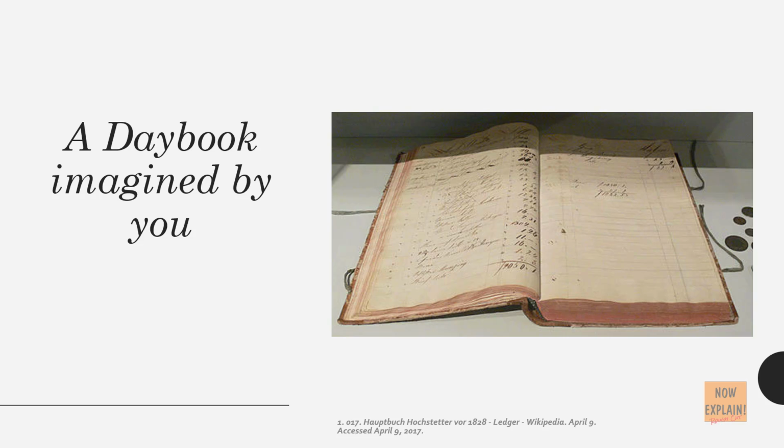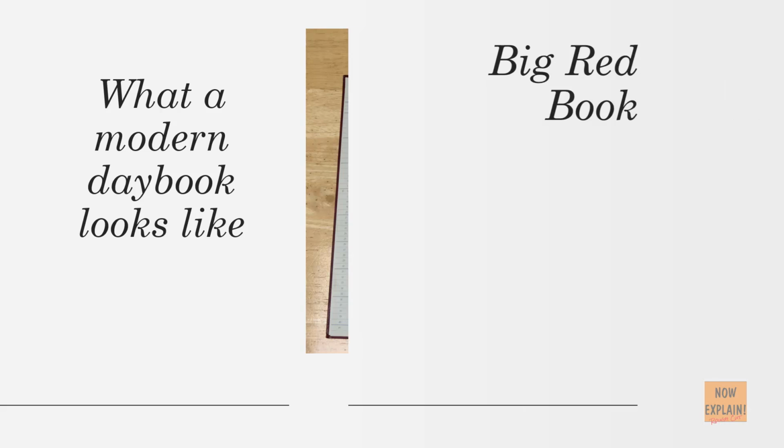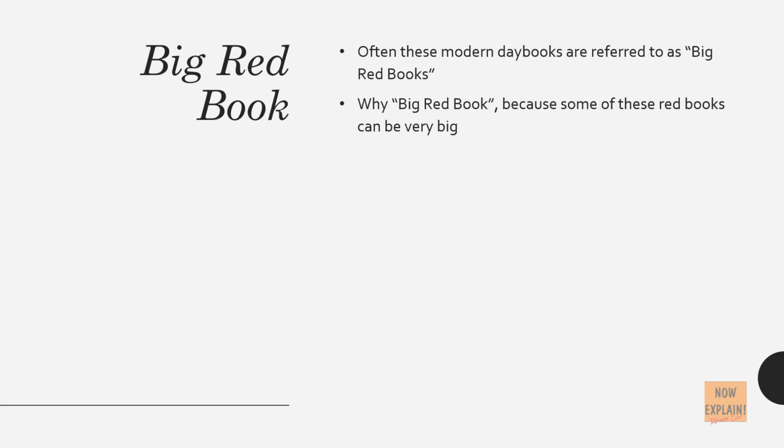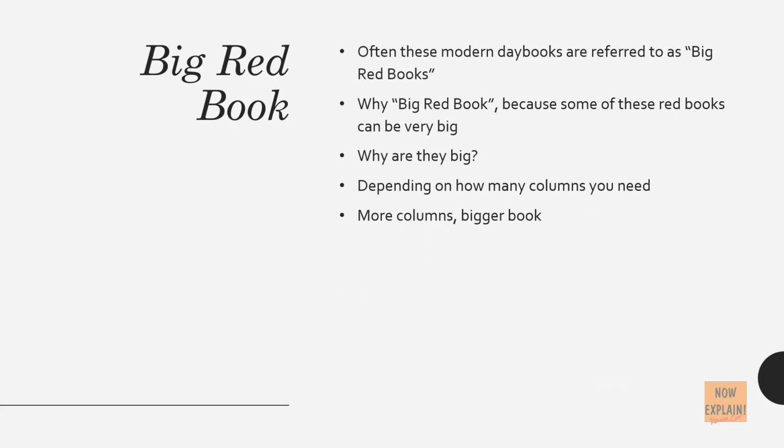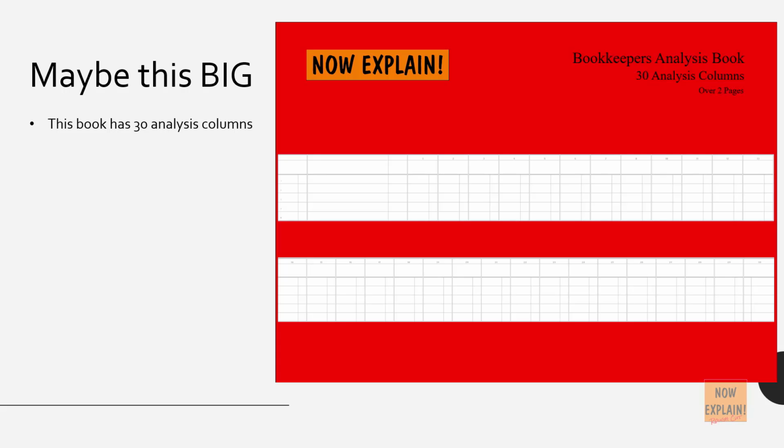A daybook imagined by you. What a modern daybook looks like. A big red book. Often these modern daybooks are referred to as big red books. Why big red book? Because some of these red books can be very big. Why are they big? Depending on how many columns you need. More columns, bigger book. Maybe this big. This book has 30 analysis columns, and the columns will be very narrow.